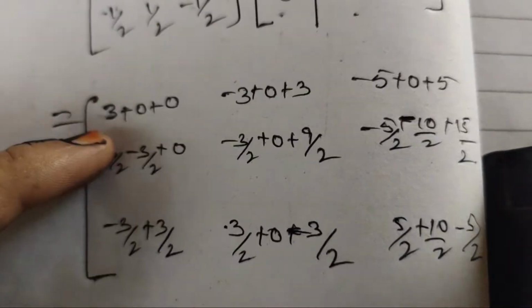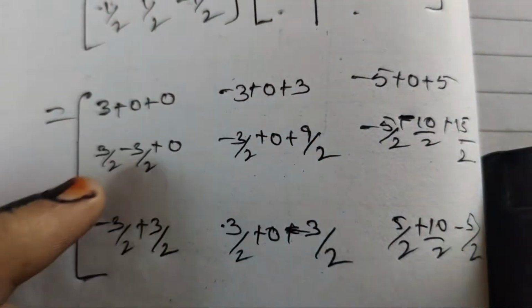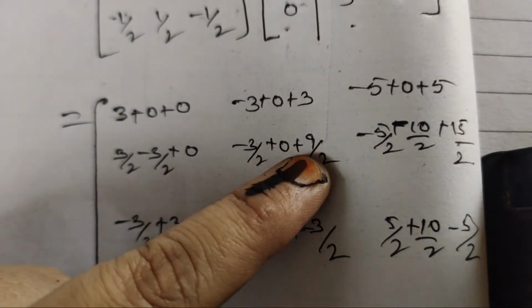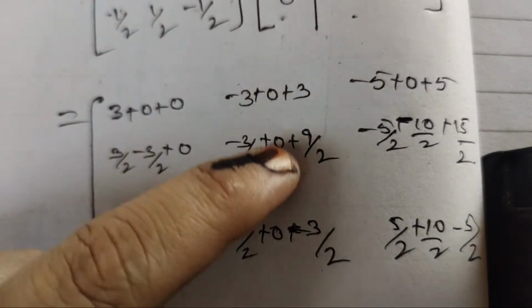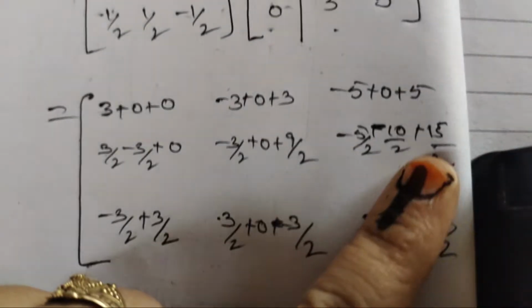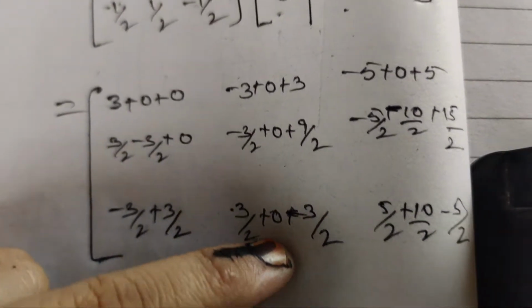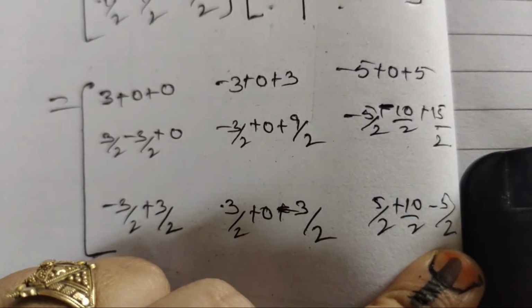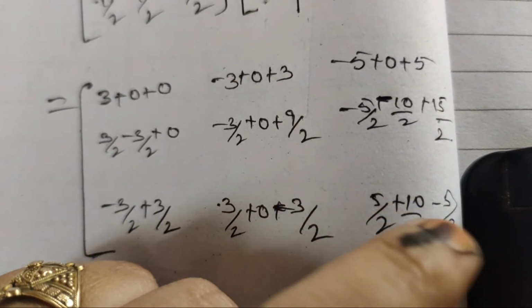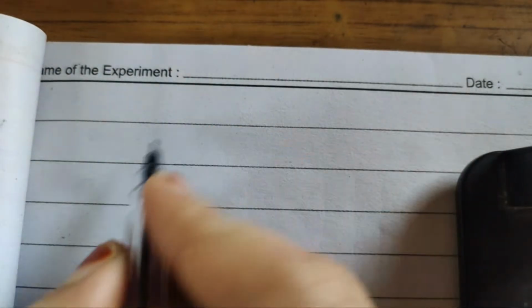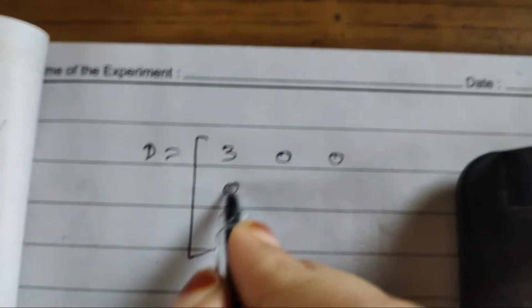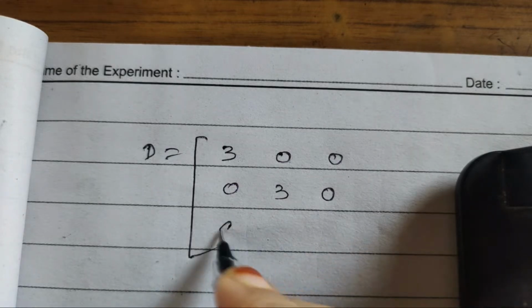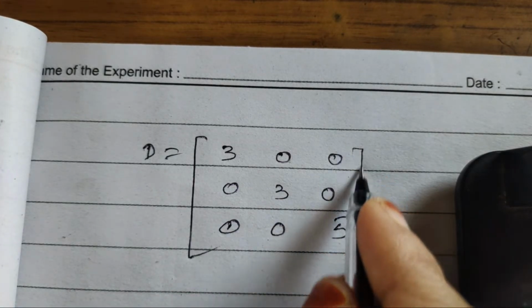Next is equal to 5 by 2 plus 10 by 2 minus 5 by 2. So what you are going to get, see here, this is 3, this is 0, 0. Then 3 by 2 plus 9 by 2 will give you 6 by 2, which is equal to 3, then this is 0, 0. Now 5 by 2 minus 5 by 2 will get cancelled, 10 by 2 will give you 5, which is your eigenvalue. We get D equal to 3, 0, 0, 0, 3, 0, then 0, 0, 5. These are the eigenvalues we got.